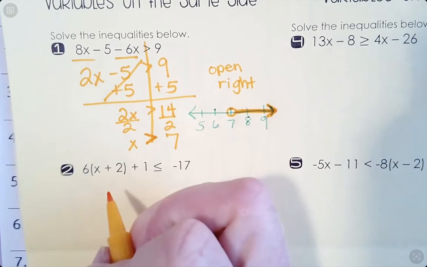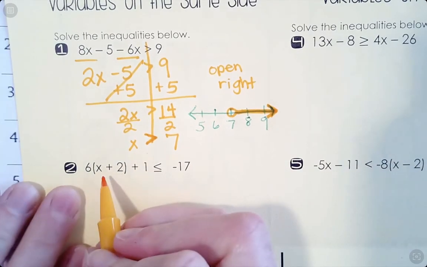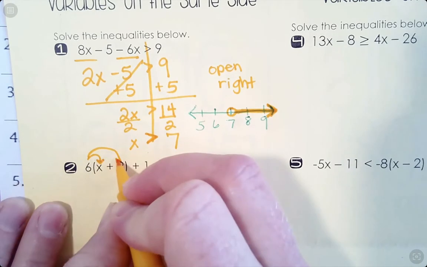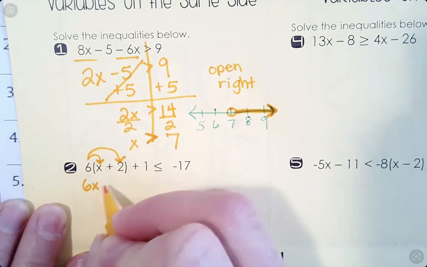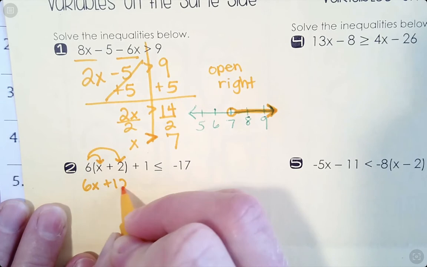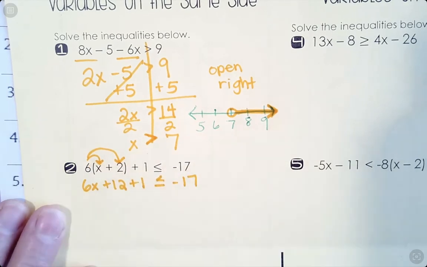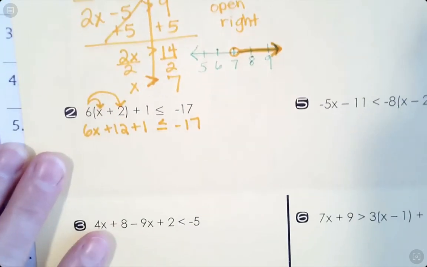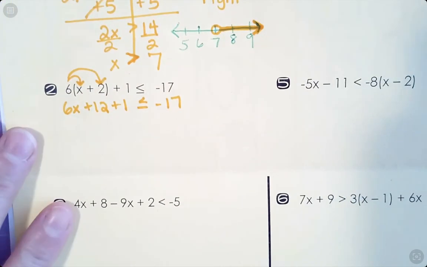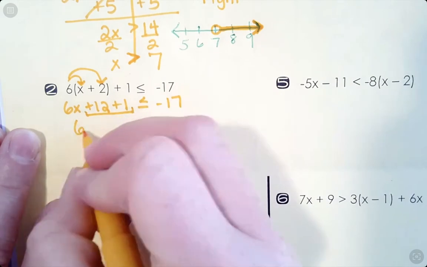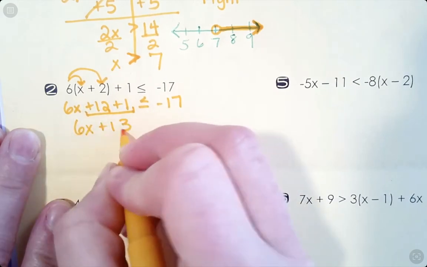The next problem, we have a distributing property that we need to do over here. So we're going to distribute the 6. The 6x plus 6 times 2 is 12, plus 1 less than or equal to negative 17. And then we will need to combine the 12 and the 1. So now 6x plus 13.